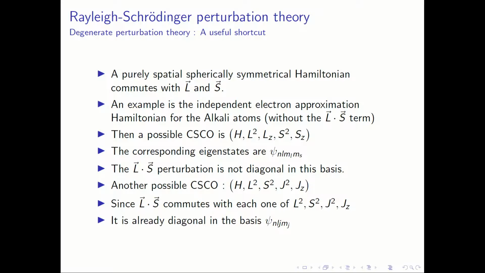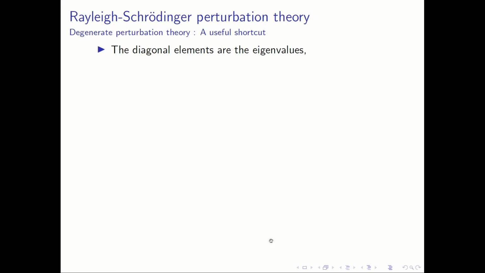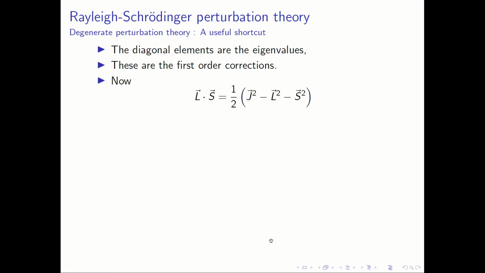All you have to do is, instead of figuring out the entire d by d matrix, find the diagonal elements, and there is no further calculation to be done after that. The diagonalization is already complete. So the diagonal elements, as I said, are the eigenvalues, and they are the first order corrections. Now to figure out what they are, all you have to do is use this result: L dot S is half of J square minus L square minus S square. We derived this when we were talking about angular momentum operators. This of course looks very much like the standard class 11 result for addition of vectors.